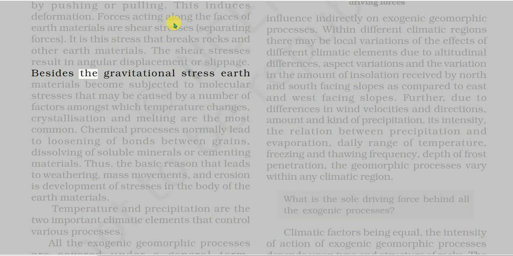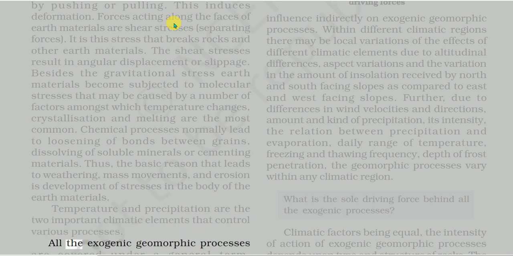Besides the gravitational stress, Earth materials become subjected to molecular stresses that may be caused by a number of factors, amongst which temperature changes, crystallization and melting are the most common. Chemical processes normally lead to loosening of bonds between grains, dissolving of soluble minerals or cementing materials. Thus, the basic reason that leads to weathering, mass movements, and erosion is development of stresses in the body of the Earth materials. Temperature and precipitation are the two important climatic elements that control various processes.